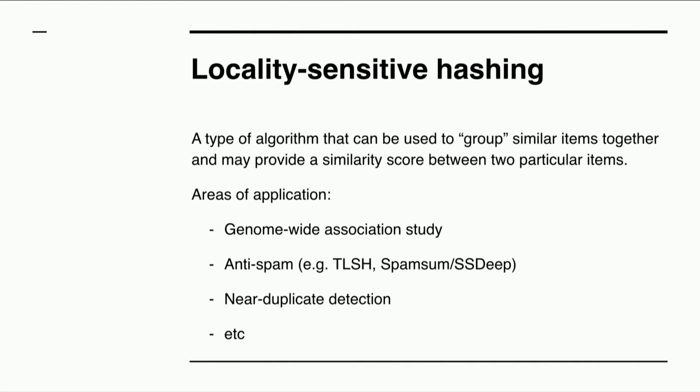These are used in a number of places. Like I mentioned, anti-spam, but also near duplicate detection, so a lot of image detection and things like that. In genomic study, they're also really important because that's a huge amount of data. There are things that are very similar but not identical because these are natural organic systems. And so using things like LSH to closely group things that are similar is really important there.